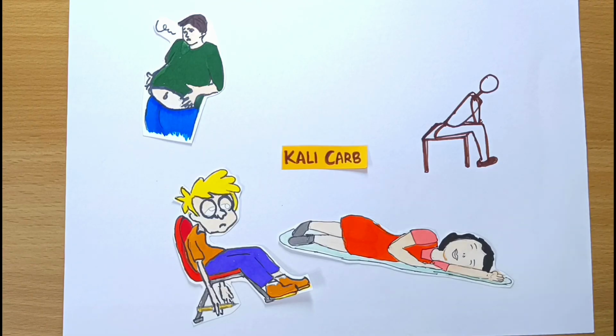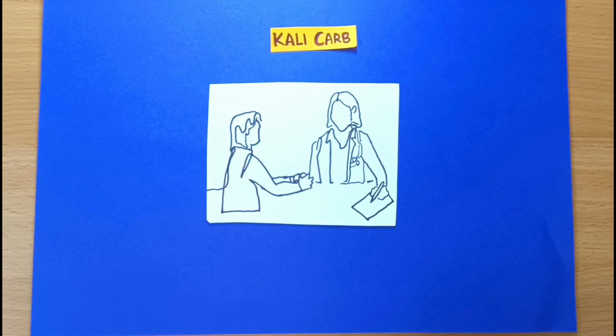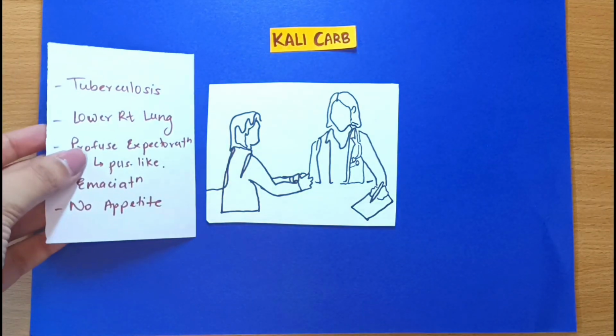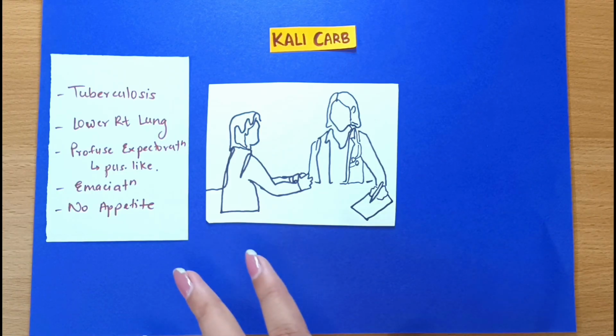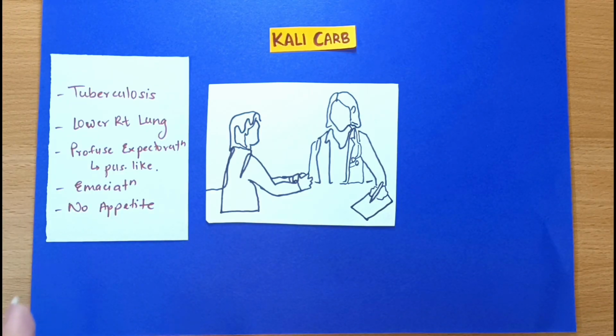Now let's discuss the two cases that Dr. Nash mentions. Here this patient who comes to Dr. Nash has tuberculosis of the lung, mainly the lower right lung, with profuse pus-like expectoration, emaciation, and no appetite. And the main thing that Dr. Nash wants to highlight here is that this patient has been to the most experienced, most senior doctors of his times, and still he has been pronounced incurable. It has been said that he is going to die now.